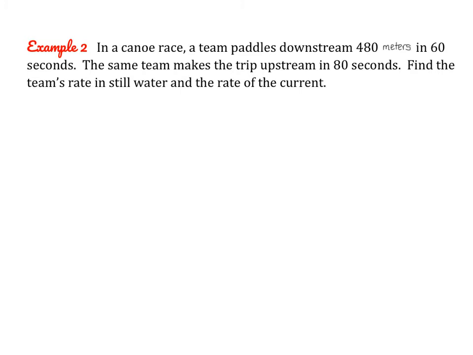So we're finding two things. We're finding the team's rate in still water. So that would just be the rate of the canoe. And then we're also trying to find the rate of the current. So we're trying to find how fast the stream is flowing. So let's pick some variables. So let's say that X is the team's rate in still water. And let's say that Y is the rate of the current.